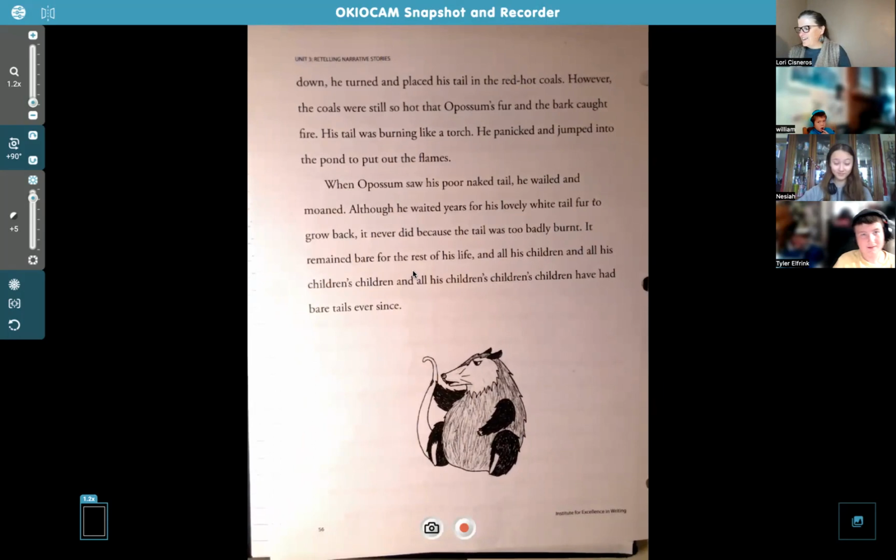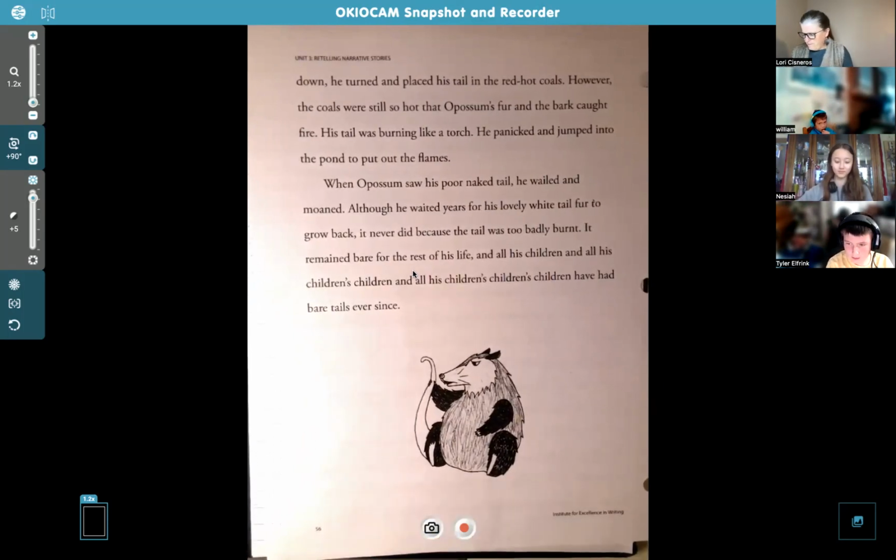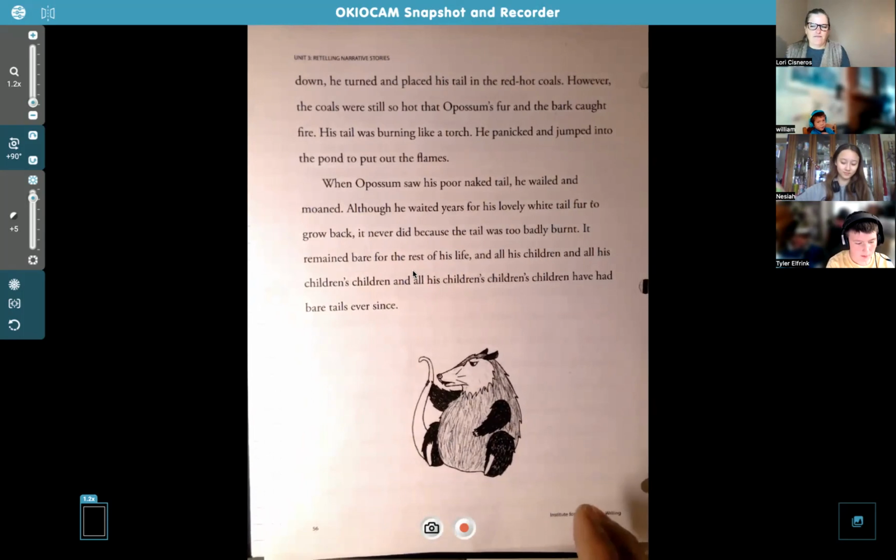And there he is. He's holding his tail like, oh, why did I listen to that raccoon? Look at this tail. It's embarrassing. So there you have it. Totally made up story, obviously. Kind of funny, kind of sad, kind of tragic.